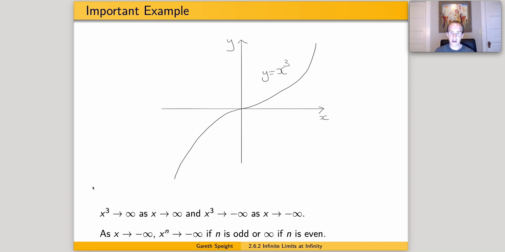Okay, so all of them are going to infinity as x goes to infinity, but when x goes to minus infinity, we have to care whether the power n is odd or even. So if it's odd, like with x cubed, then x to the n goes to minus infinity. If it's even, like with x squared, then it tends to infinity.